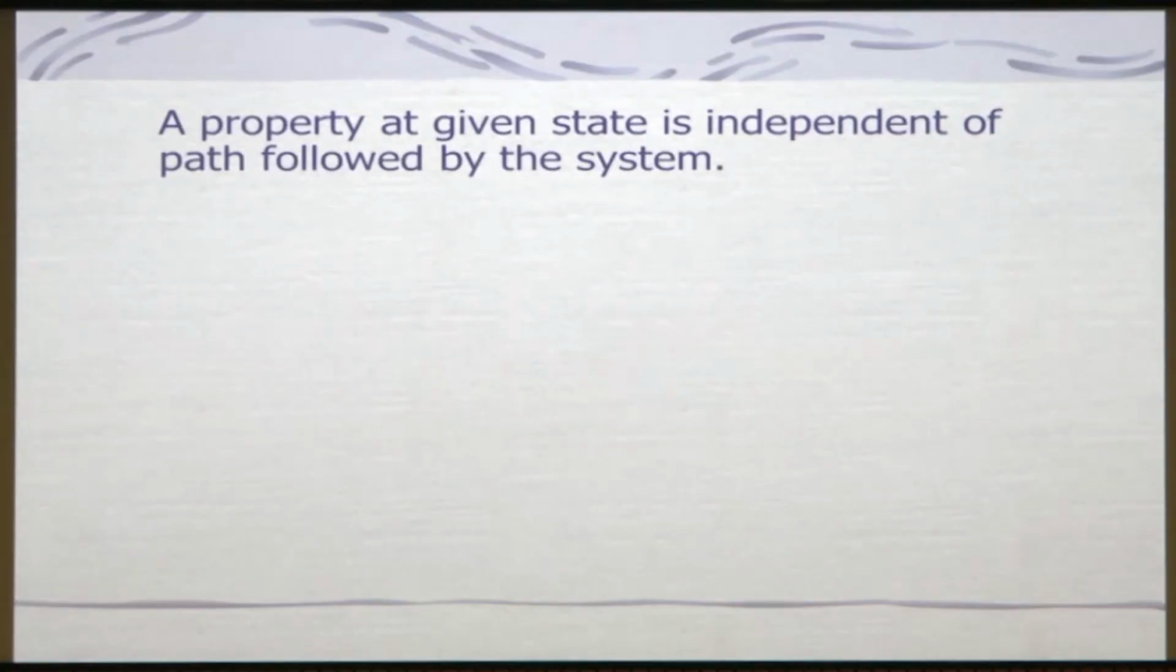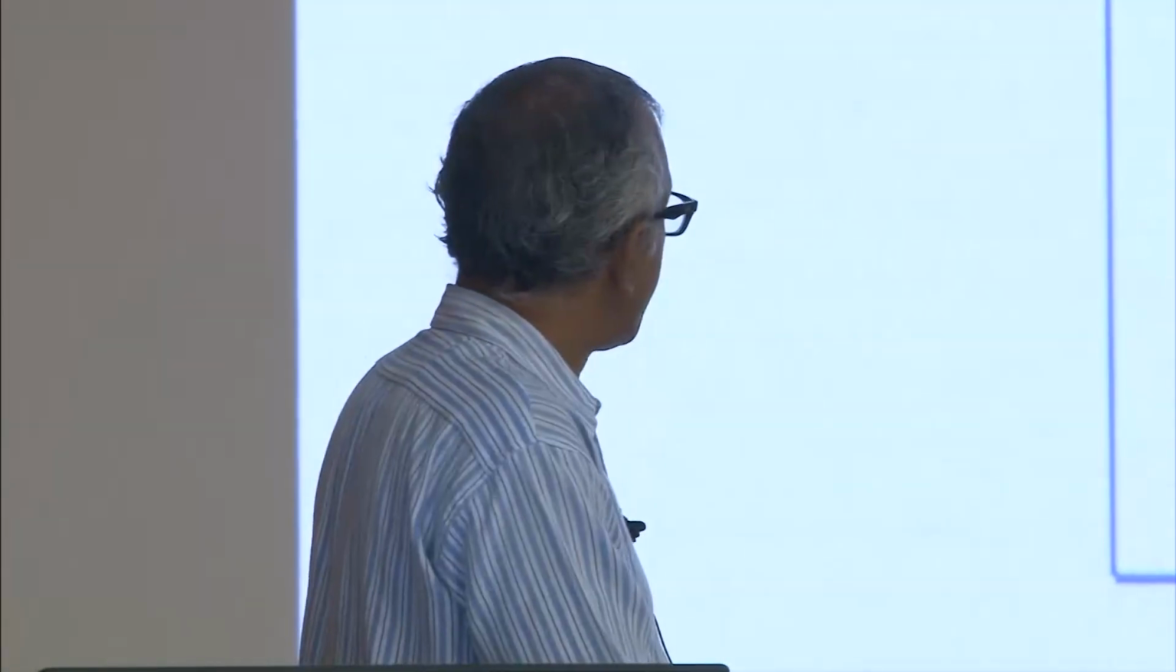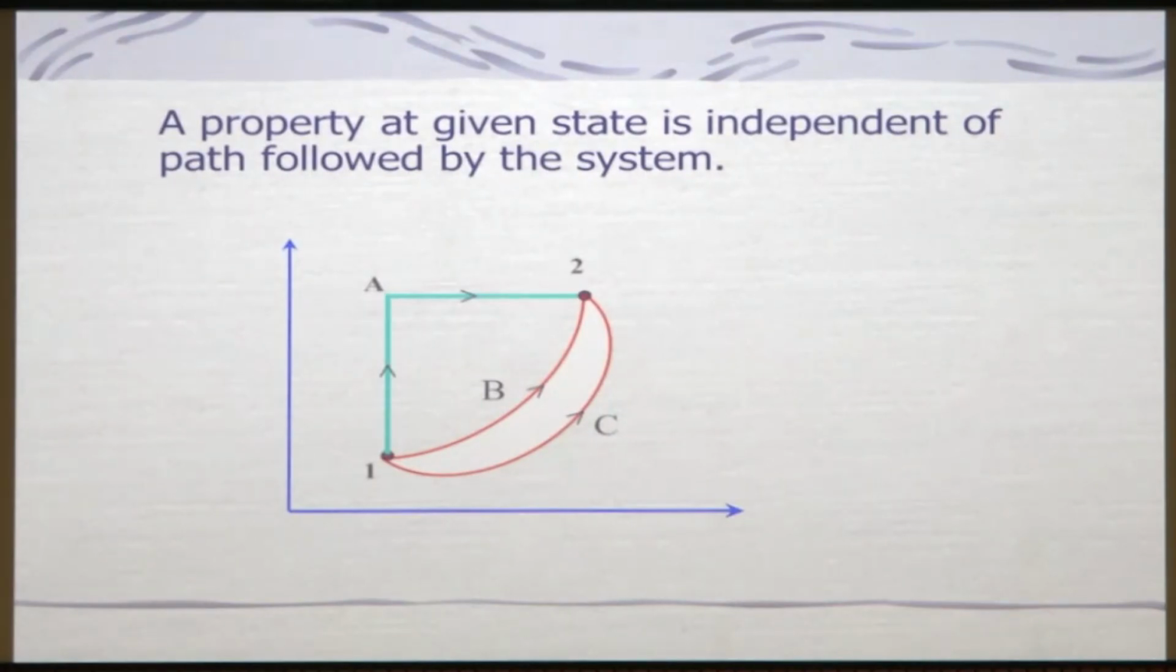A property at a given state is independent of the path followed by the system. If I consider this as a path, for example, a system is here and it can go to another point. It can go through path 1 to A to 2, or it can go from 1 through B to 2, or through path C. But the properties at state 1 will not be affected by the path taken. Also, the properties at state 2 do not depend upon what path it has taken. Then only it will be a property of a system.